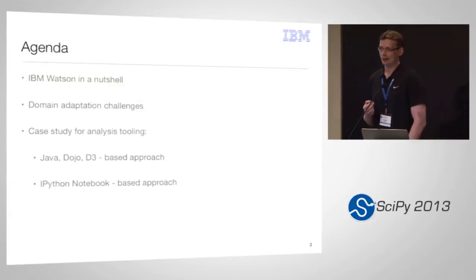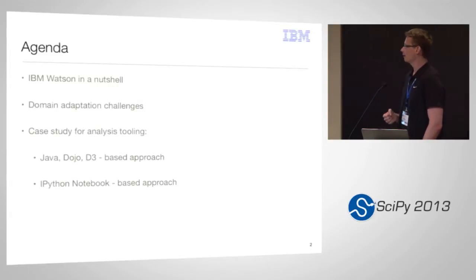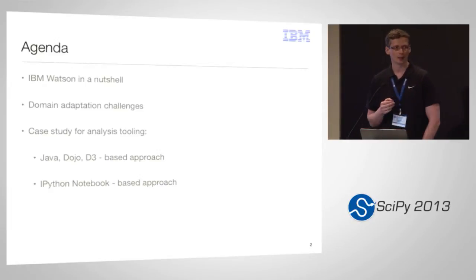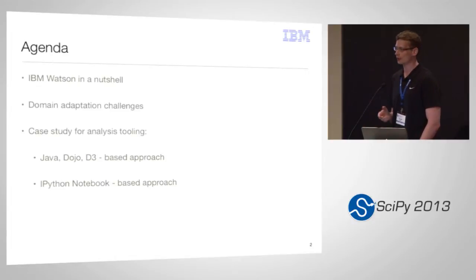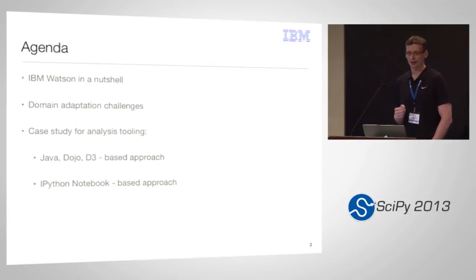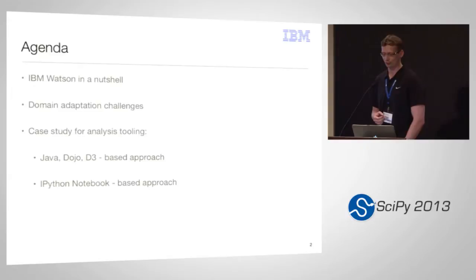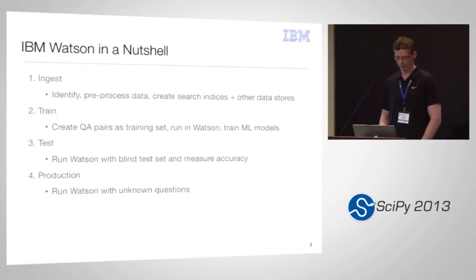And so I'll quickly talk about what IBM Watson is in a nutshell. After Watson won the game, IBM has been hard at work in adapting Watson to new domains. And there are some challenges that we faced in there that I'm going to describe to you. And you might find that some of these challenges that we faced are very similar to challenges that you're facing on a daily basis. And if so, then the IPython Notebook might also be a good approach to solve your problems. Because our initial approach was using Java, Dojo, and D3, and that had some downsides to it, and that's why we ended up using the IPython Notebook.